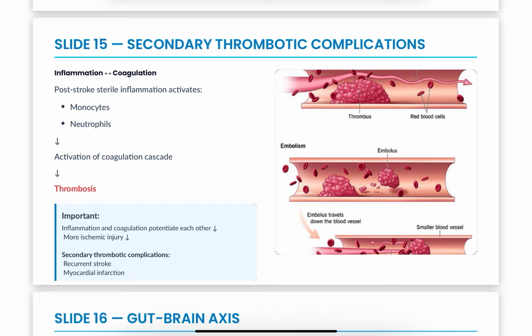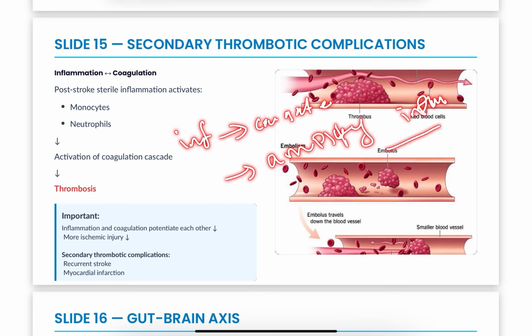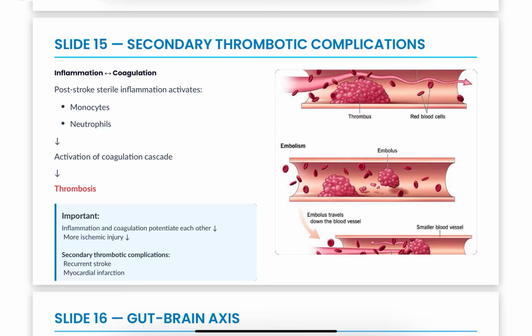But this relationship is actually going both ways. The inflammation will promote what? Coagulation. And coagulation will amplify the inflammation. So these two processes are potentiating each other, magnifying each other. So the result can be what? It can be either additional ischemic injury and secondary thrombotic complications, okay, in this case.